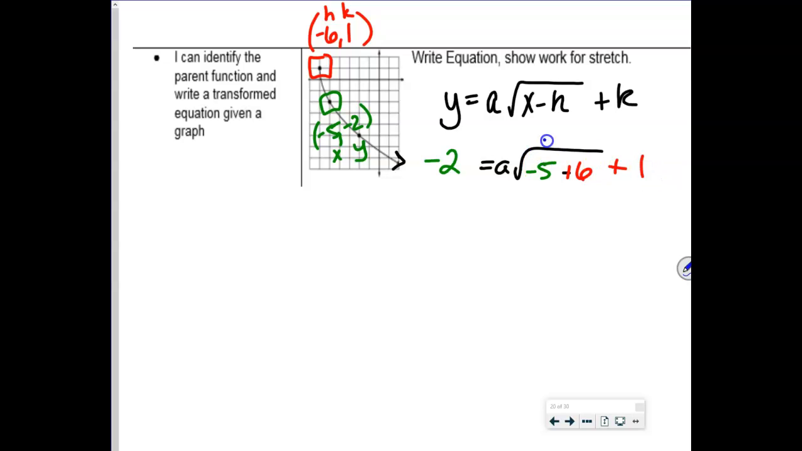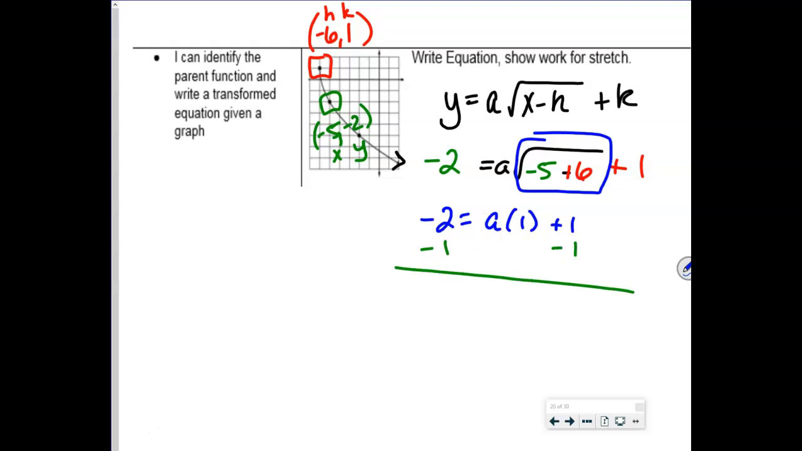I always suggest you guys simplify by figuring this number out first. Oh, look, another 1. Okay, they're not always going to be 1. This is the square root of 1, which is 1. So you have -2 equals a times 1 plus 1. At least this one you get a little subtraction before you're done. Let's subtract this 1 from the other side. And careful, you get -3 equals a times 1, so a is -3.